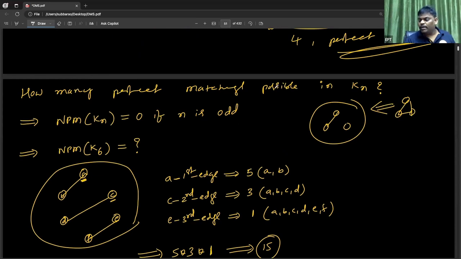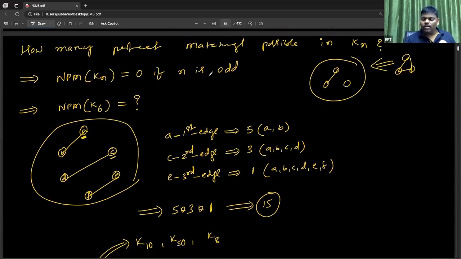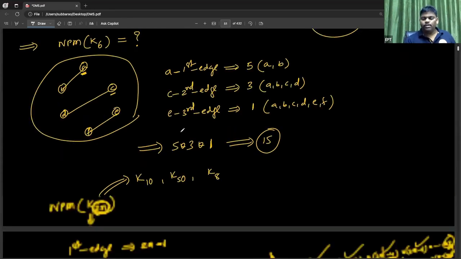How many perfect matchings are possible in Kn? If odd number, not possible; even number possible. Then how to find out for K6? In K6, 6 by 2 is 3. Only 3 edges I can take. So for the first edge, out of 6 people, go to 1 person. For the first edge, that 1 person can take from 5 people. So 5.